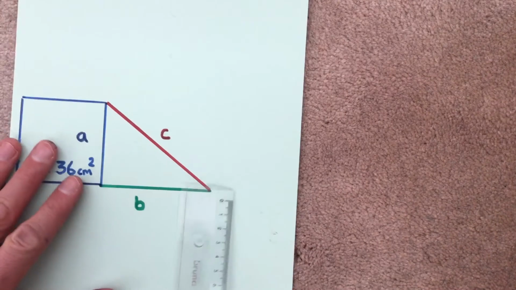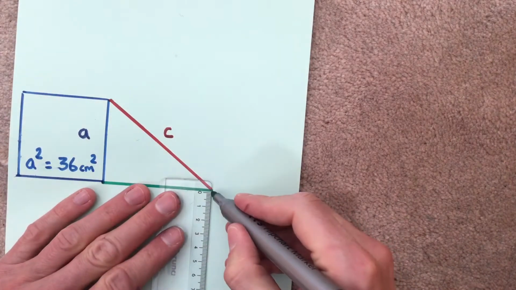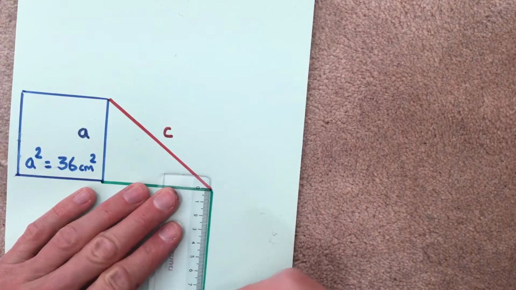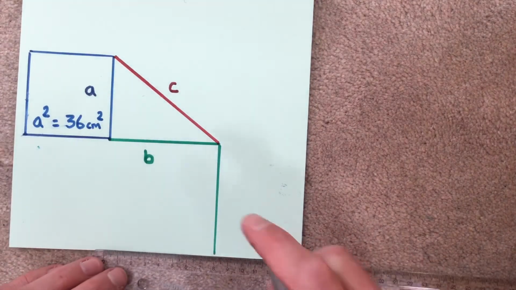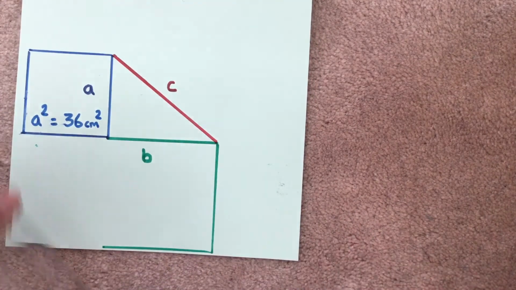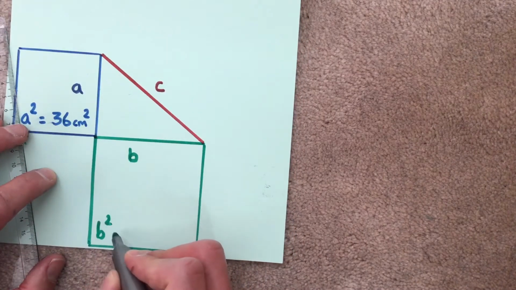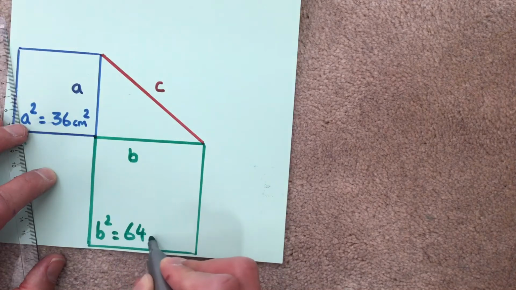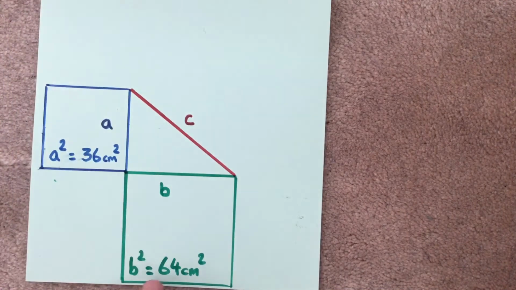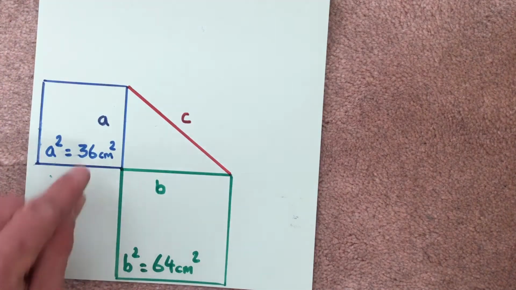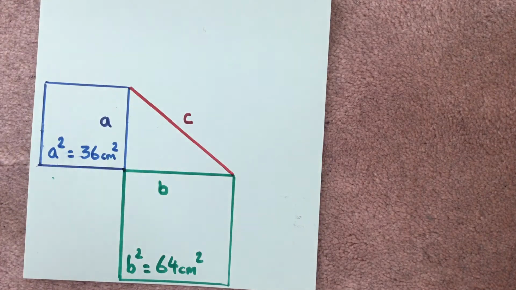Okay, if I take side B and measure it carefully, it is 8 centimeters long. So if I quickly draw my 8 centimeter square, I've just got room for that to dangle on the edge of this paper. And B squared, 8 squared, equals 64 square centimeters. I'm going to do a quick bit of maths in my head. 64 and 36, 60 and 30 is 90, 6 and 4 is 10. That is 100 square centimeters in total.